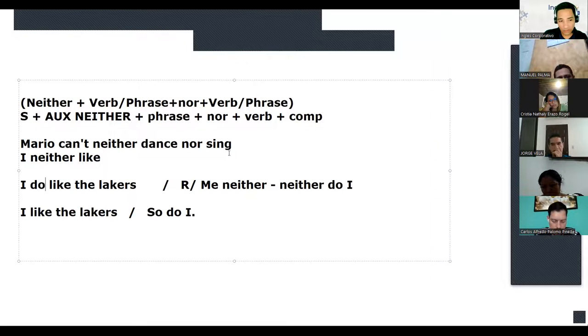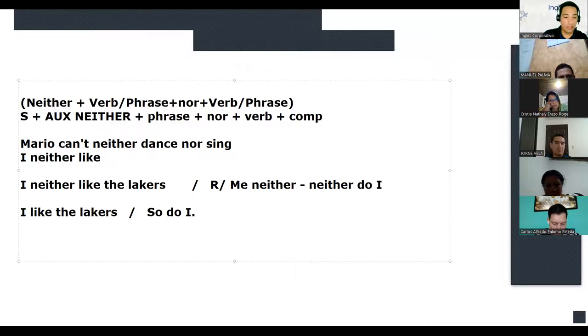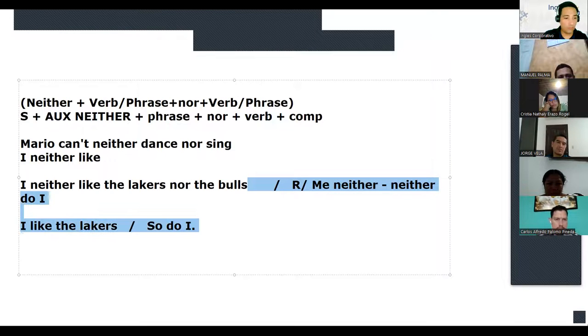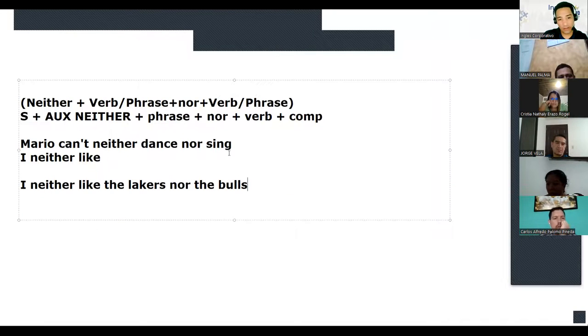I do neither. No, I neither like, is the way you said it. I neither like the Lakers nor the Bulls. For example, I neither like the Lakers or the Bulls.